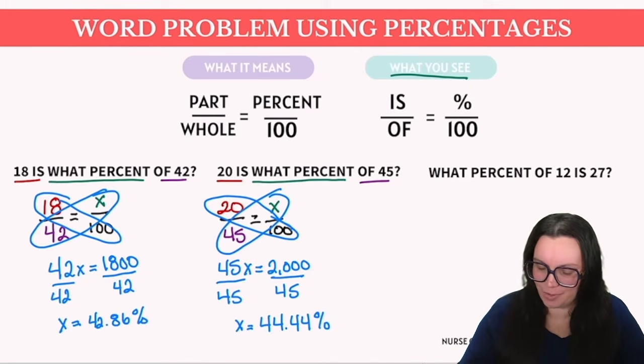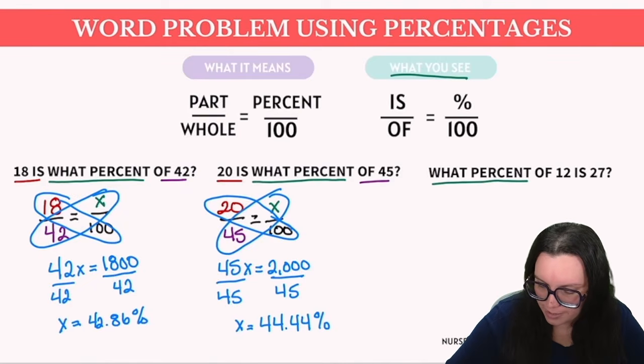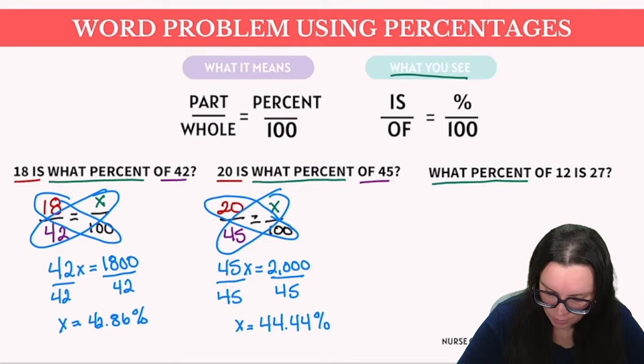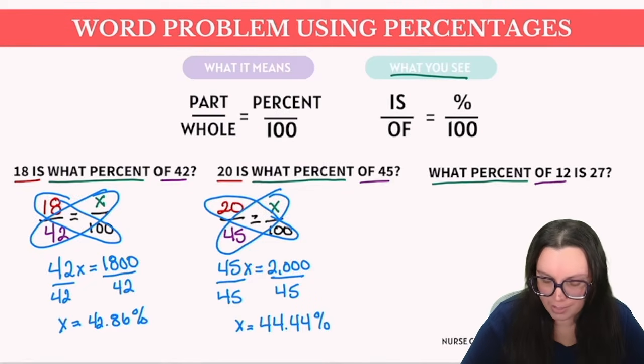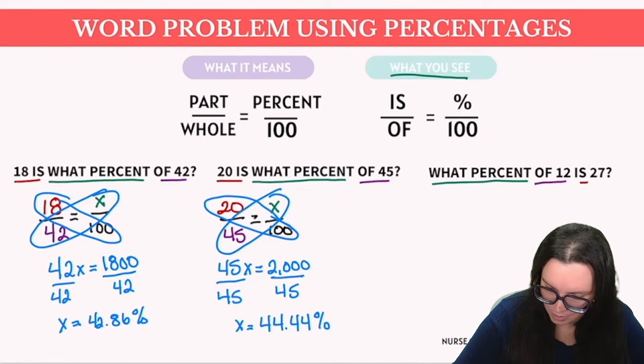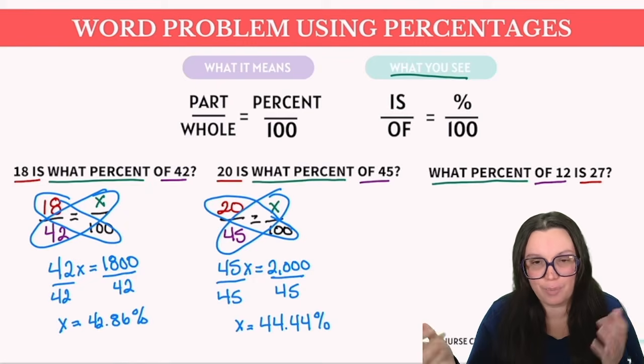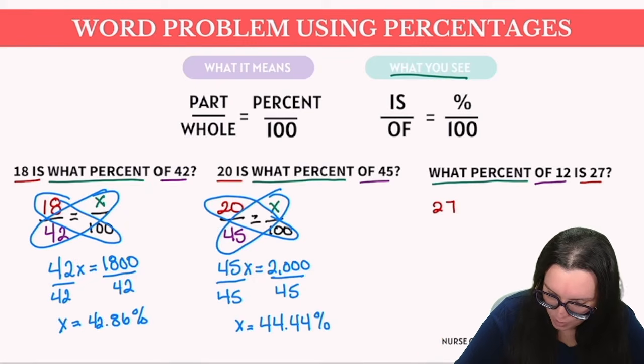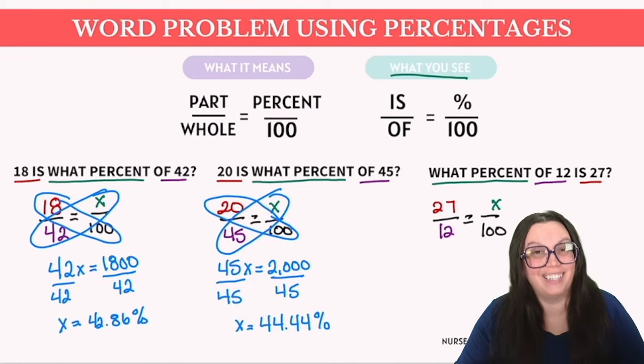And now with our last initial example, we have what percent of 12 is 27. So this one's a little bit different, right? Let's just break it down working left to right. So we have what percent, that's our x, that's what we're looking for. 12, so that's our of, is 27. So now we just need to plug in our numbers. We have 27 over 12 is equal to x over 100.